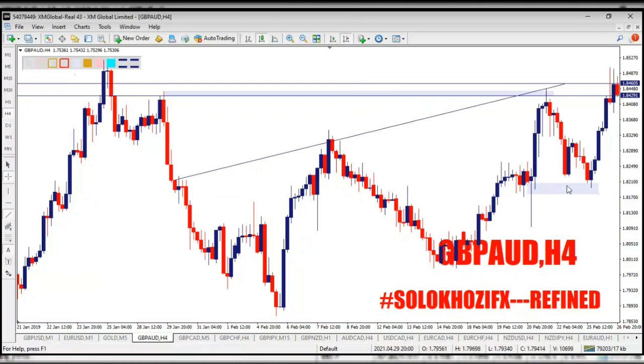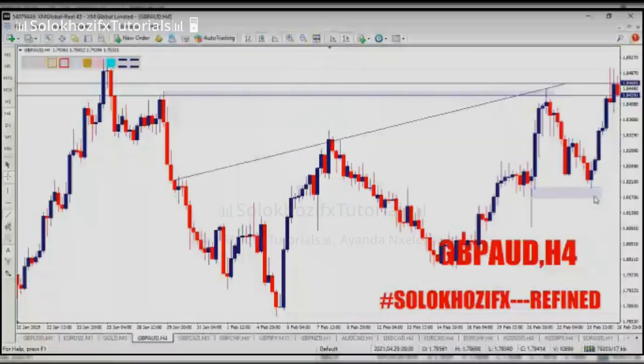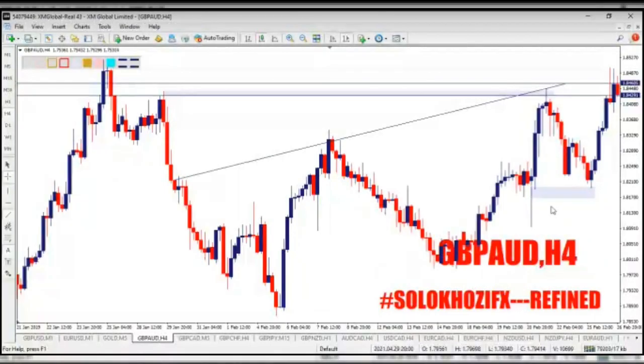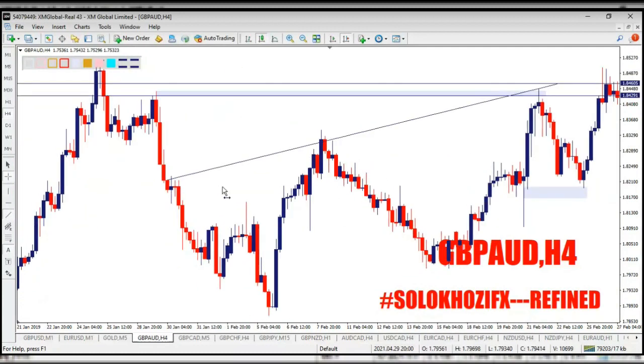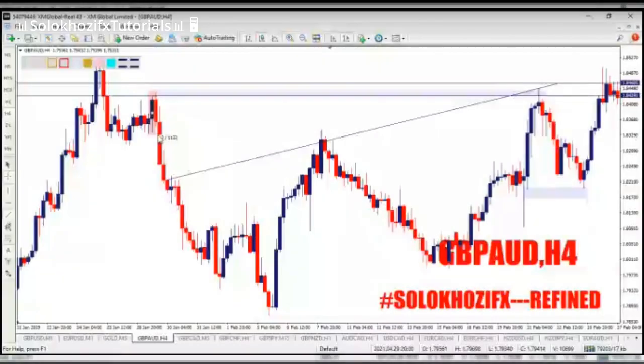So as I've said, the technique that you use for your entries, you use the very same technique for your take profits. That's how you can scale your take profit 1, take profit 2. As you can see, the wicks here, and in the bodies, you can see that the red candle engulfed the blue candle body.